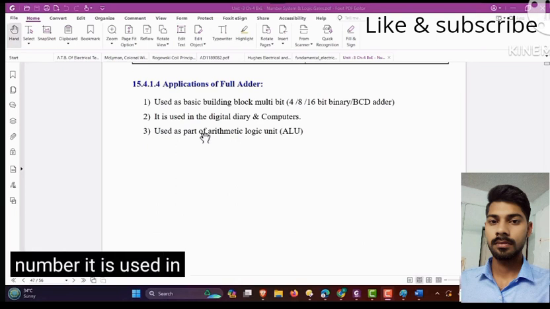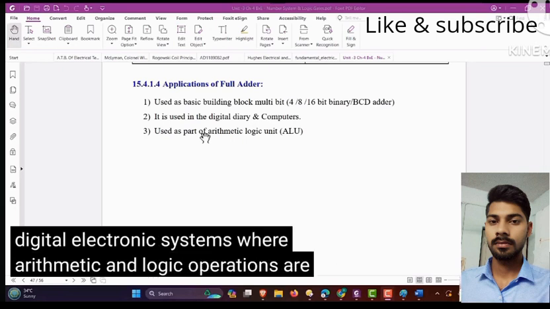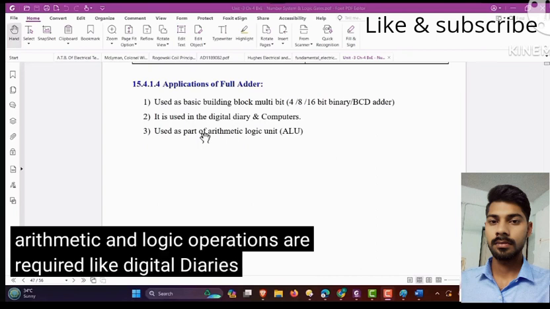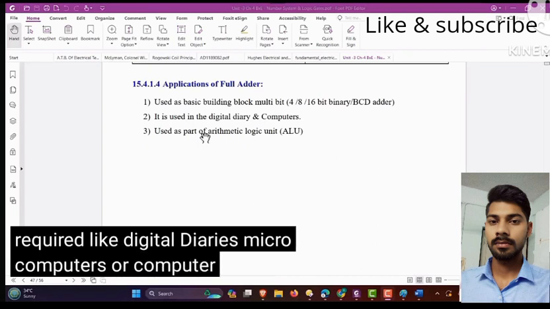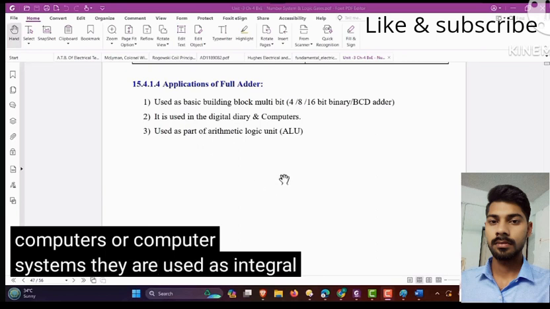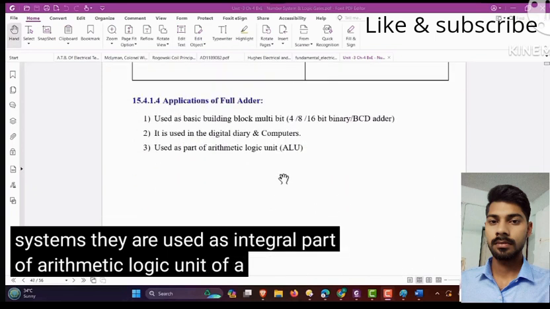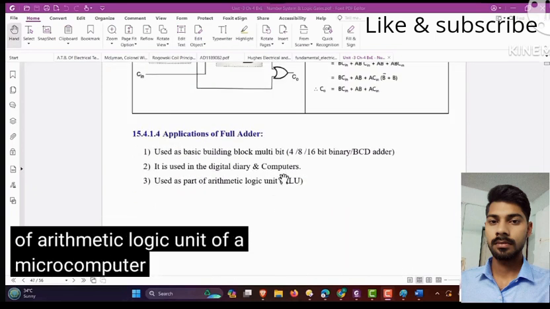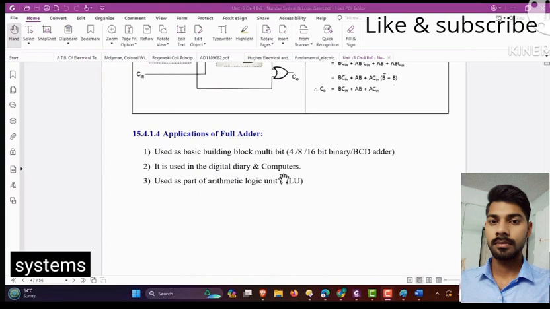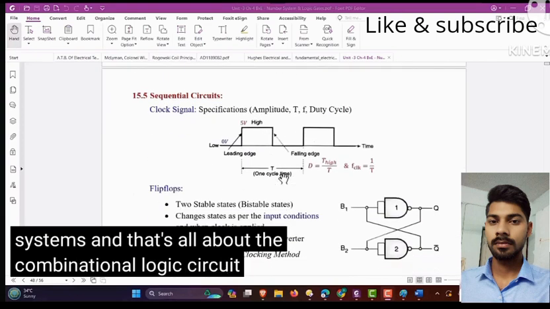It is used in digital electronic systems where arithmetic and logic operations are required, like digital displays, microcomputers, or computer systems. They are used as an integral part of the arithmetic logic unit of a microcomputer system. And that's all about the combinational logic circuit as per your syllabus.